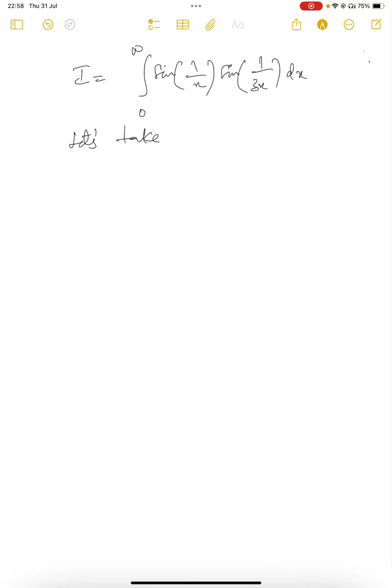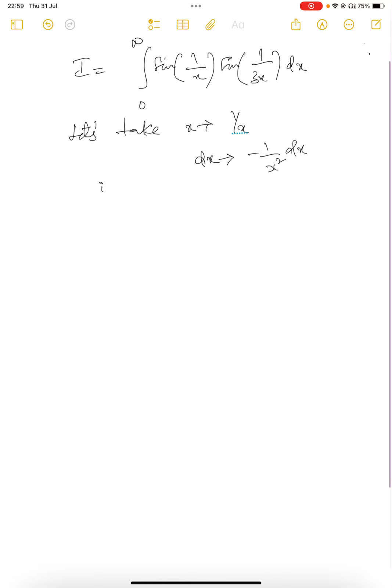Let's evaluate this integral I equal to integral 0 to infinity sine of 1 by x into sine of 1 by 3x dx. Let's take a substitution of x tends to 1 by x, because that sine is in the form of 1 by x. Then dx changes to minus 1 by x square dx.